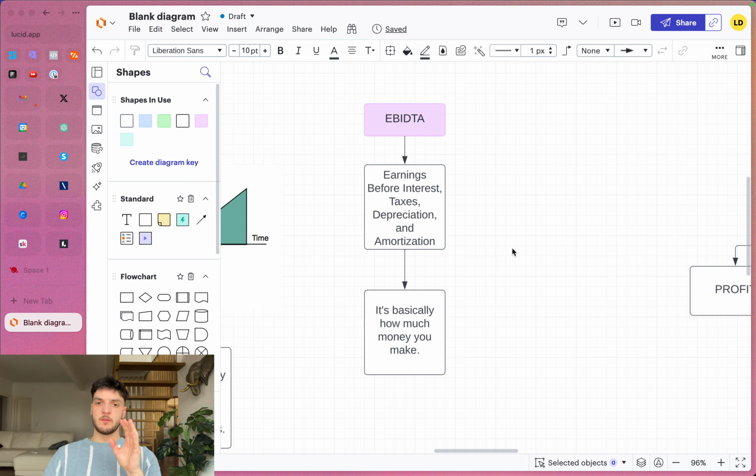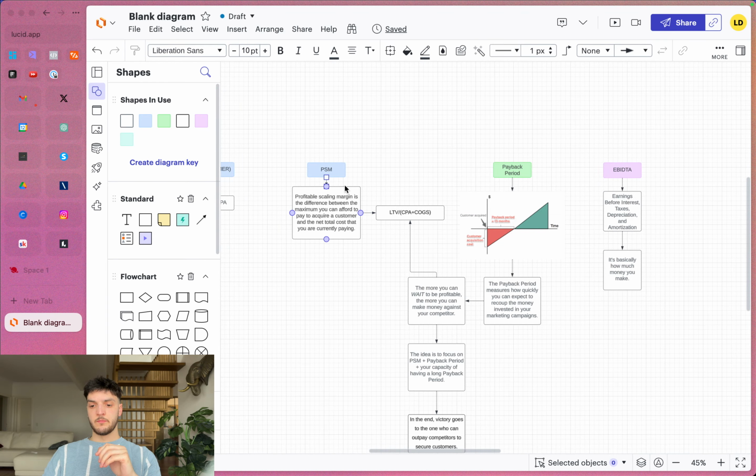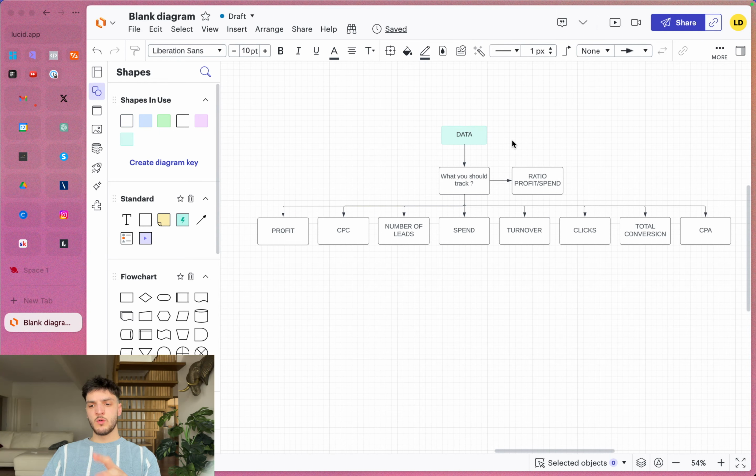So yeah, look at the EBITDA, try to focus on it also, and EBITDA will be actually working well if you look at the PSM, if you look at the payback period and all of this. And then I want to give you basically what I track in a funnel. So basically I track all of this: the profit, the CPC, the number of leads, the spend, the turnover, the clicks, the total conversion, and the CPA.